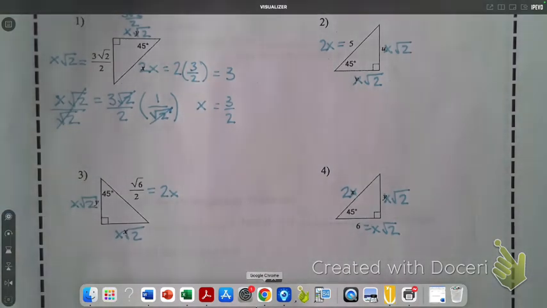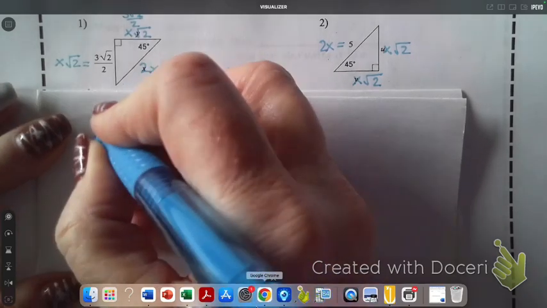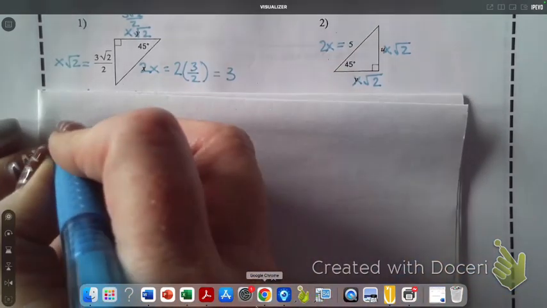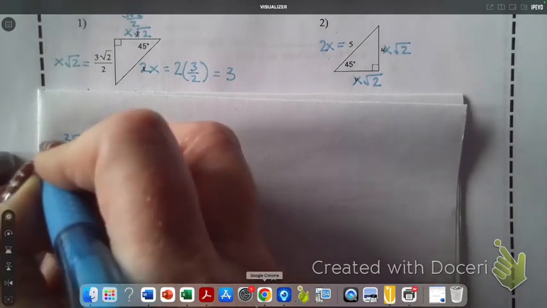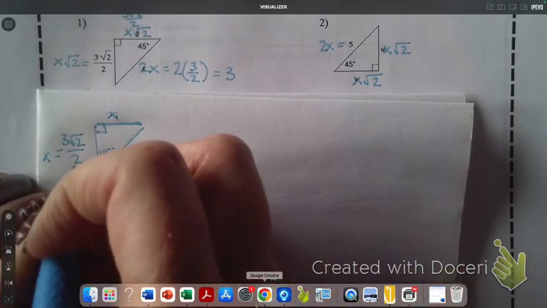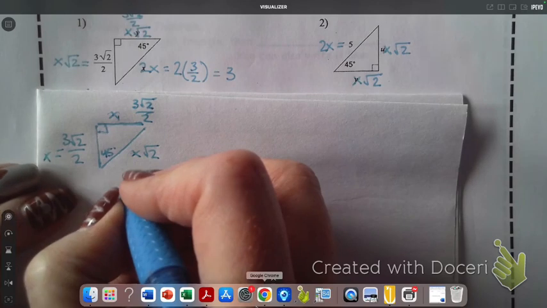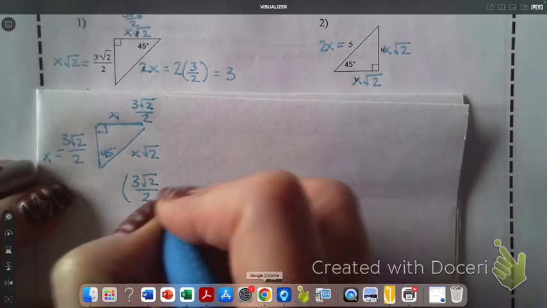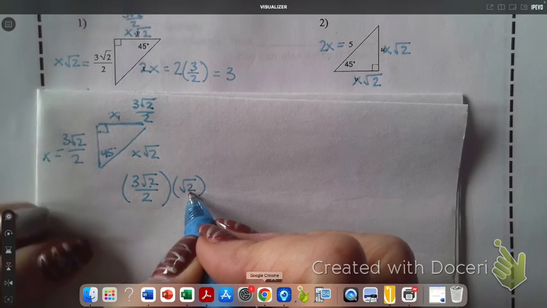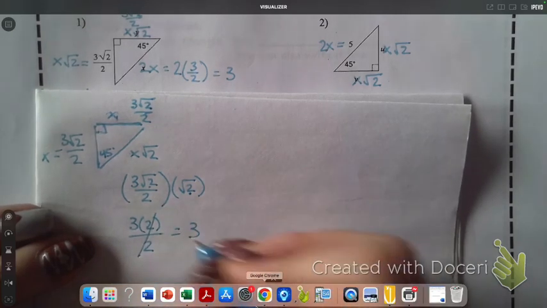Yes, so let me grab another piece of paper so I'm not writing on here. Okay, so if you chose to label this the other way, so this is 3 square root of 2 over 2. So if you labeled this x, and then x square root of 2, okay? So this would obviously be 3 square root of 2 over 2. And then here we have x, which is 3 square root of 2 over 2 times the square root of 2. Well, what's the square root of 2 times the square root of 2? 2. Okay, so I have 3 times 2 over 2. So I get 3.